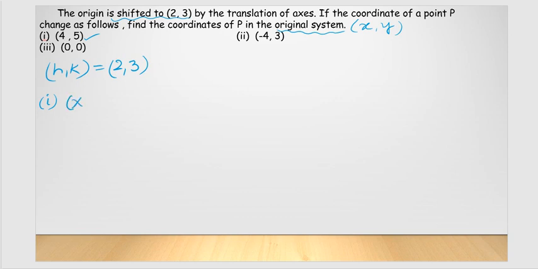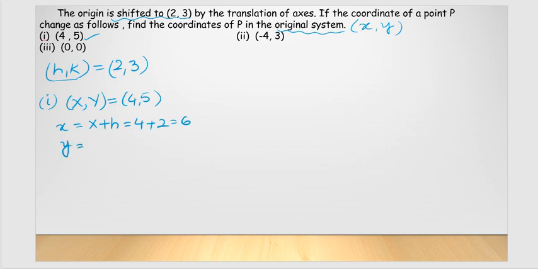Since I need small x comma small y, which are nothing but the original points, that means indirectly he has given capital X comma capital Y, which is nothing but my 4 comma 5. So I know h comma k, I know capital X comma capital Y. So from this I need to find out small x. So small x is equal to capital X plus h. So capital X means 4 plus h is 2, which gives me 6.